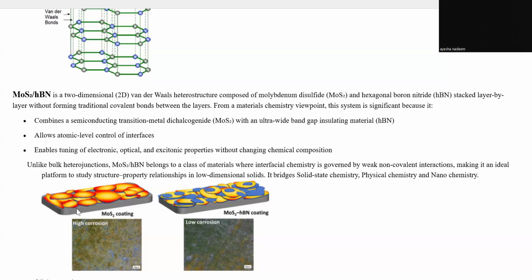Unlike bulk heterojunctions, MoS2 and hBN belong to a class of materials where interfacial chemistry is governed by non-covalent interactions, making it an ideal platform to study structure property relationships in low-dimensional solids. It bridges solid state chemistry, physical chemistry, and nanochemistry.